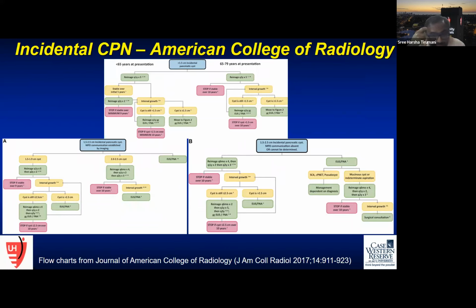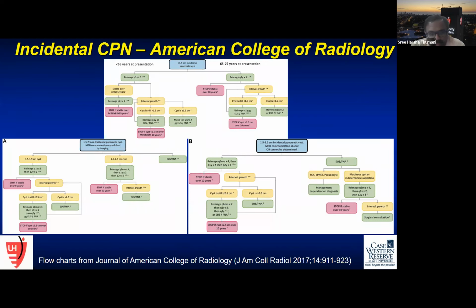I don't want to go into each and every branch point here, but the American College of Radiology has done an excellent job. The reason for that is, while the other guidelines are pretty generic, they don't take age into account, they don't take much of size into account.